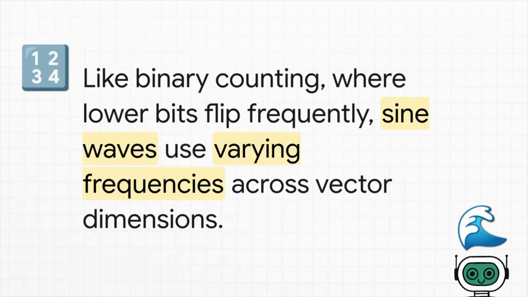Now, why sine and cosine waves? Well, think about binary counting for a second. The first bit flips constantly, 0, 1, 0, 1. The next bit flips half as often. The next, half as often as that. These waves work the same way. Across the vector's dimensions, some waves oscillate really fast, and others oscillate really, really slowly. That combination creates a totally unique fingerprint for each position.